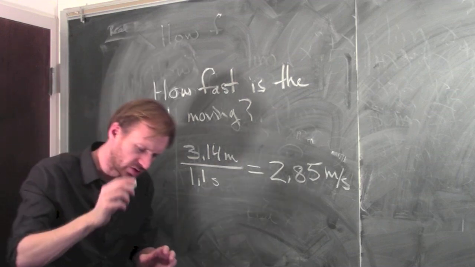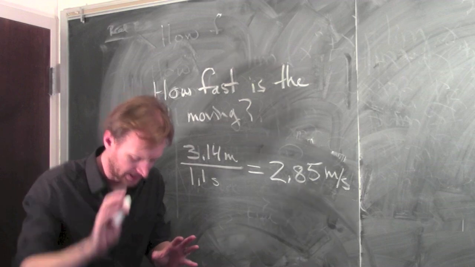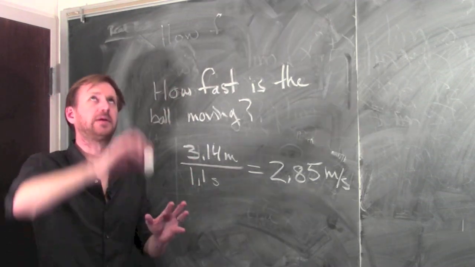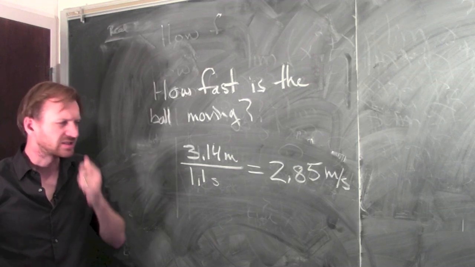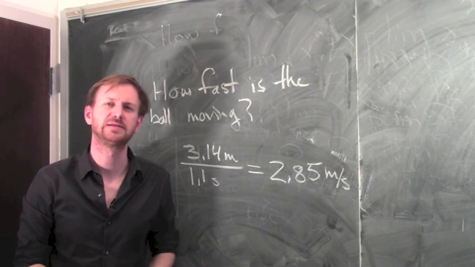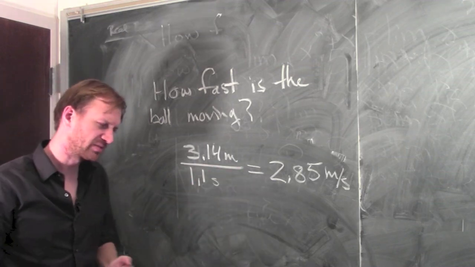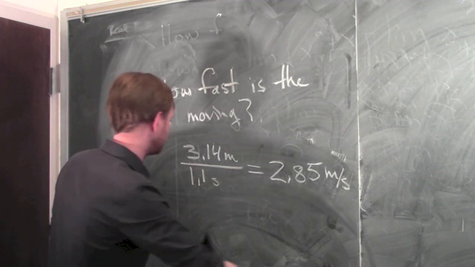Now, of course, I took the ball and I threw it down with some force. And then it came back up and hovered here and then came back down, if you recall. So what I'm trying to say is the speed of the ball was changing the entire time. And this is the average speed. And so sometimes the speed was faster and sometimes it was slower.